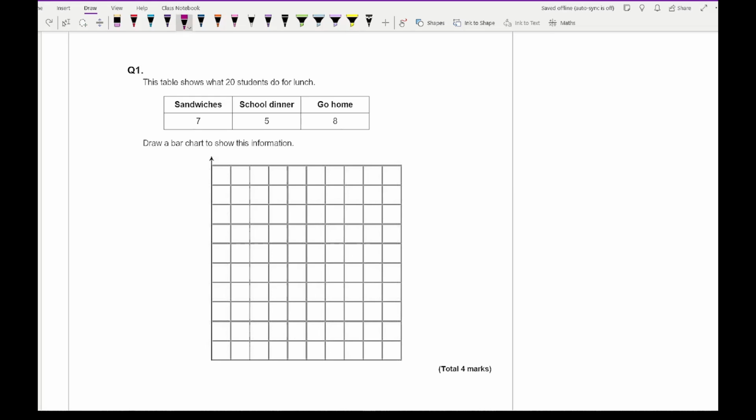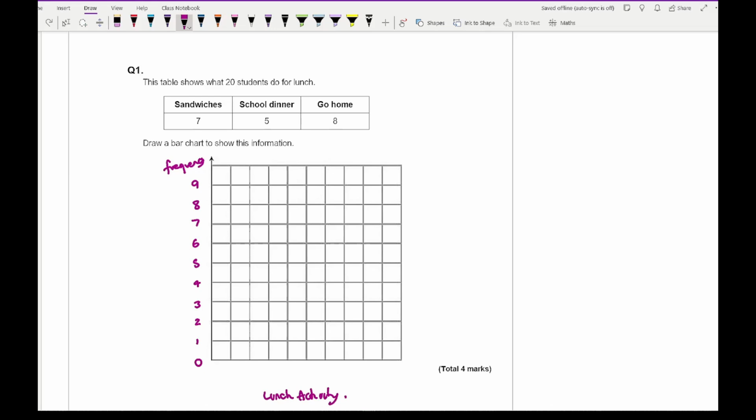Again, we start from 0, and I'm going to go up in 1. So I've got 1, 2, 3, 4, 5, 6, 7, 8. And I always like to go one extra. And again, you always want to make sure that you're labeling. So we've got frequency. And what we've got here is lunchtime, so lunch activity.